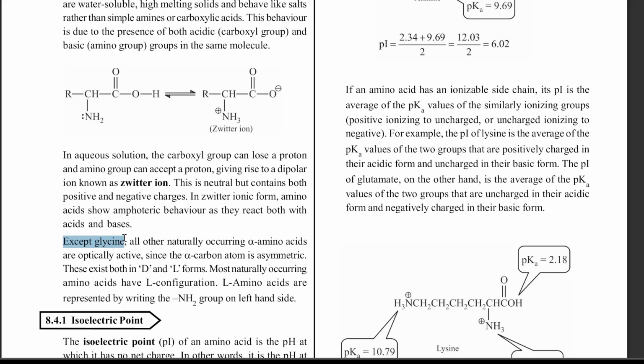Now this is an important exception. Except glycine, all other naturally occurring alpha amino acids are optically active. Glycine is the only one optically inactive because in glycine the R chain is simply hydrogen only.